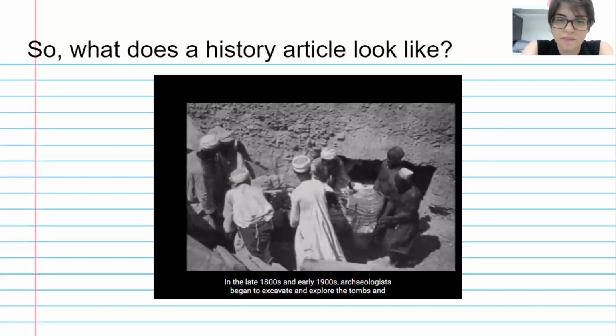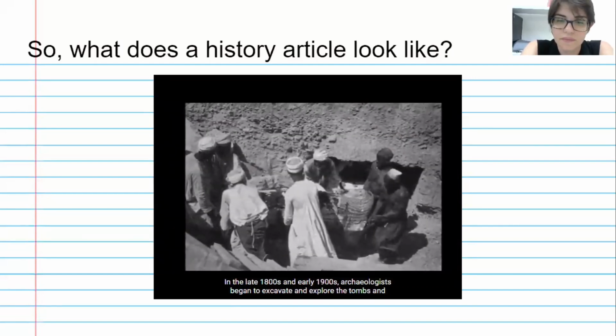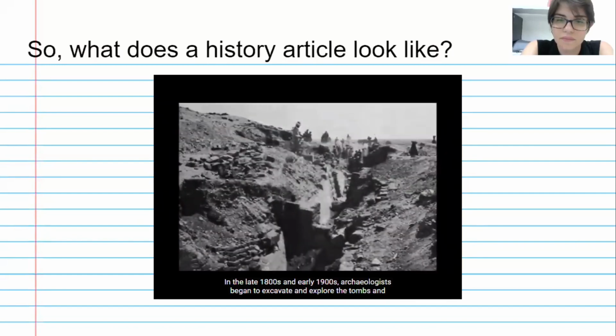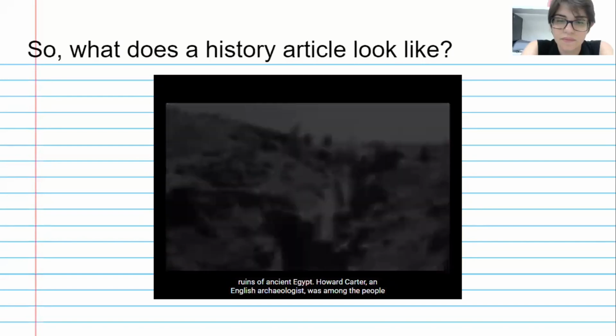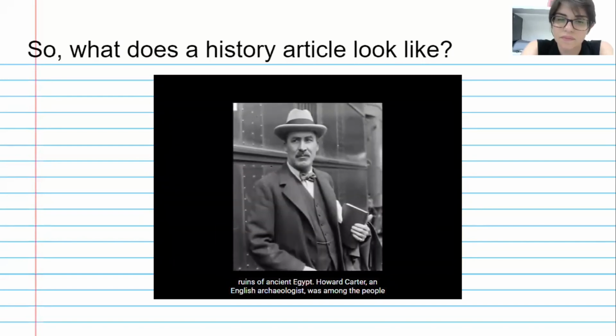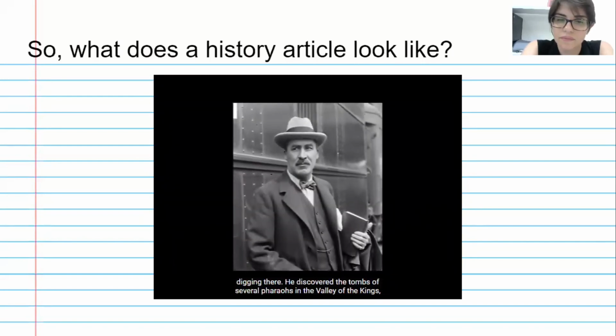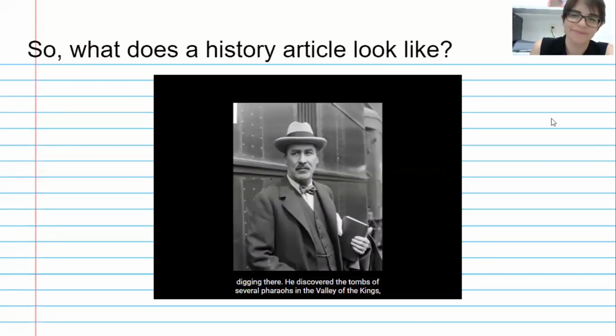In the late 1800s and early 1900s, archaeologists began to excavate and explore the tombs and ruins of ancient Egypt. Howard Carter, an English archaeologist, was among the people digging there. He discovered the tombs of several pharaohs.